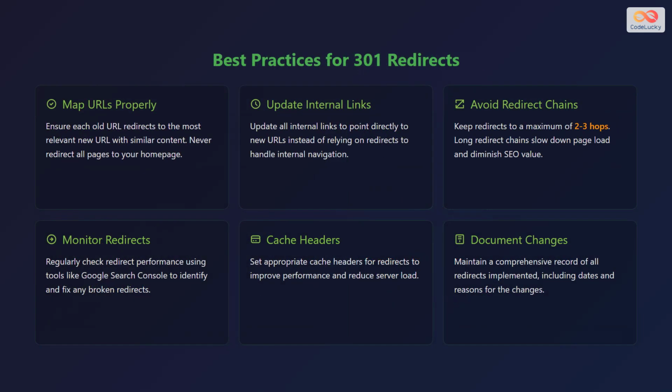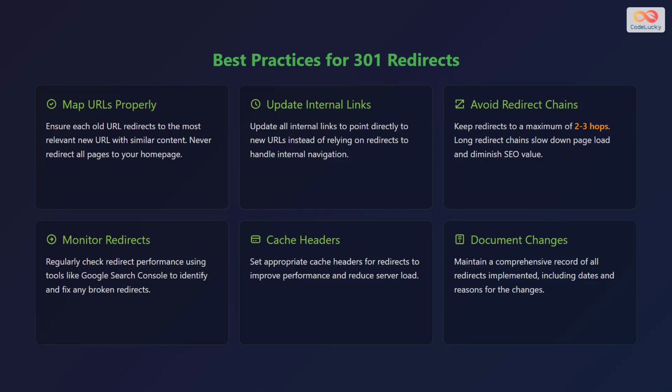Here are some best practices for implementing 301 redirects. First, map URLs properly. Ensure each old URL redirects to the most relevant new URL with similar content. Never redirect all pages to your home page. Second, update internal links. Update all internal links to point directly to the new URLs instead of relying on redirects to handle internal navigation.